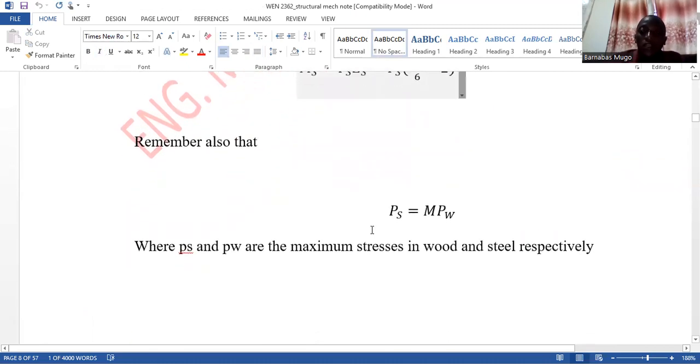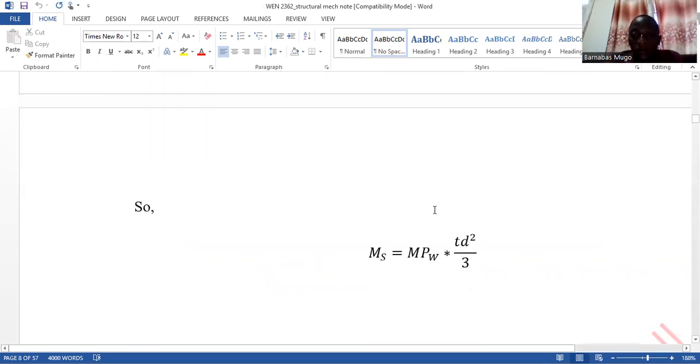Then from there, we need to remember that the stress of the steel, or one material, is going to be given by the moment of resistance multiplied by the stress of the other material. So that is exactly what we are doing. If I want to determine the stress of the steel, it is going to be the moment of resistance multiplied by the stress in the case of the wood, as you can see.